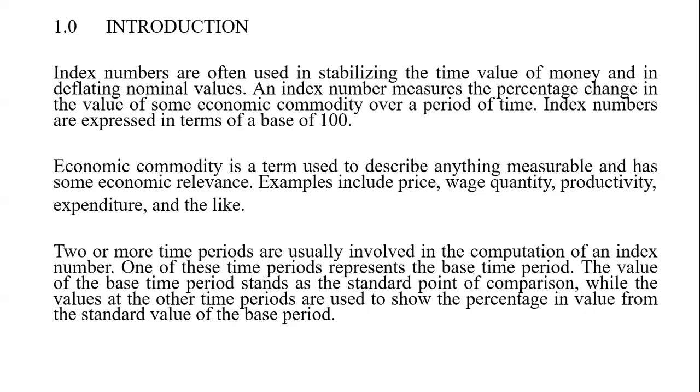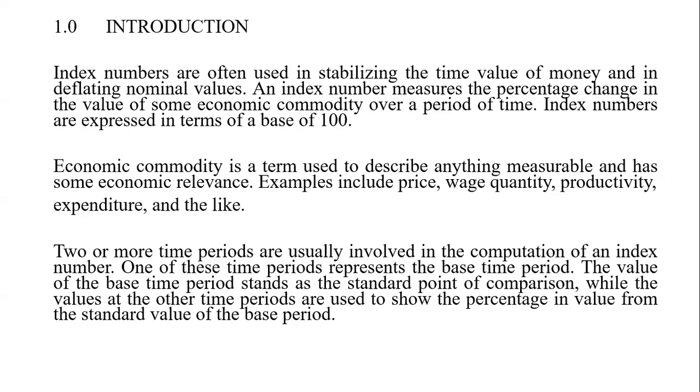Now, economic commodity is a term used to describe anything measurable and has some economic relevance. For example, the price, wage, quantity, productivity, expenditure, and so on and so forth. They are all referred to as economic commodities. So if one day I ask you to explain what economic commodity is, you should be able to explain.